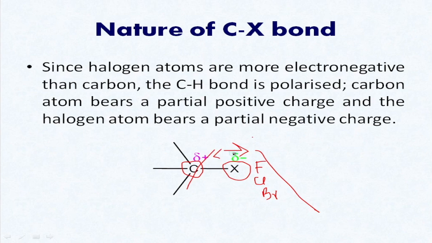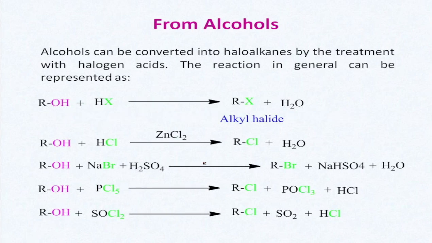So the bond becomes polarized. The halogen atom is more electronegative than carbon, so it becomes partially negative, delta minus. Since carbon is less electronegative, or more electropositive than halogen, it becomes partially positive, delta plus.